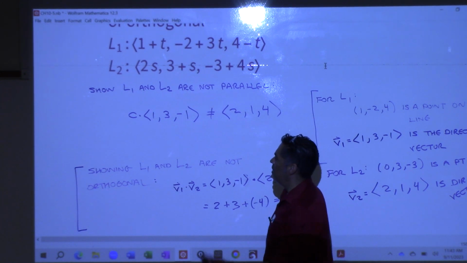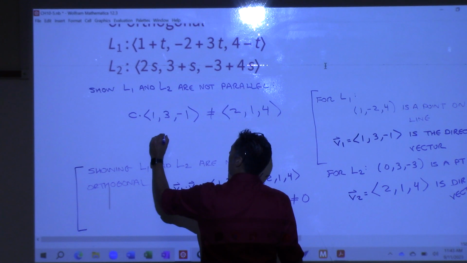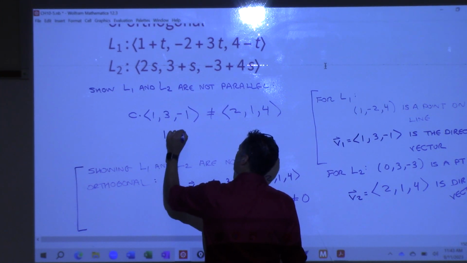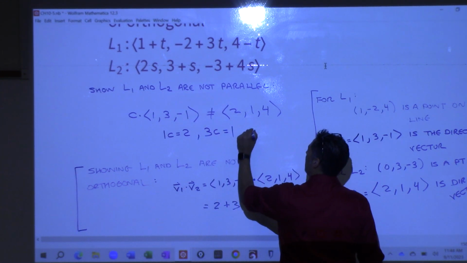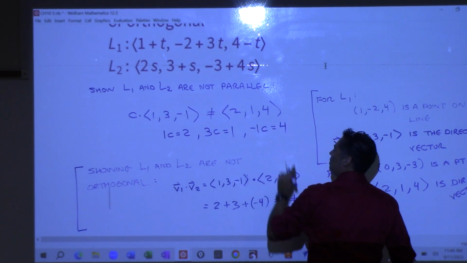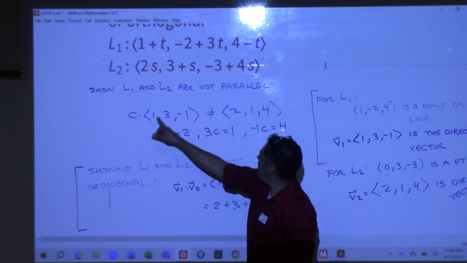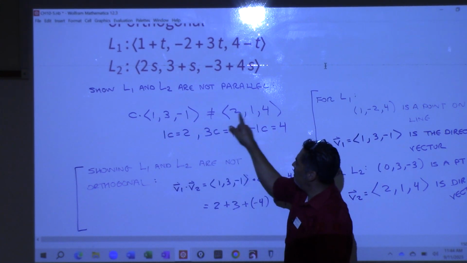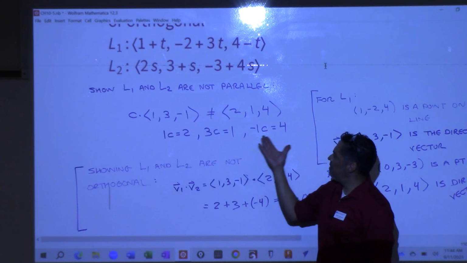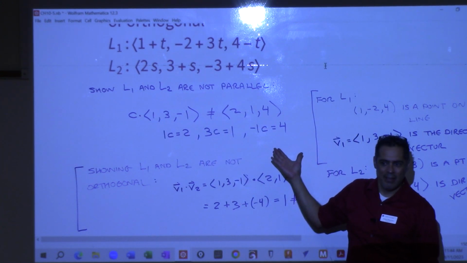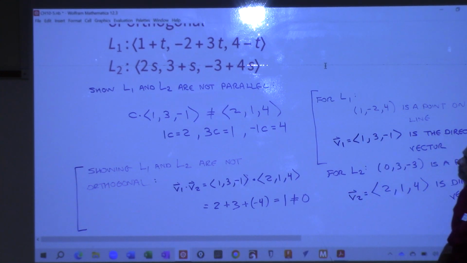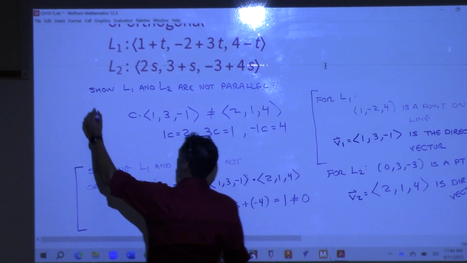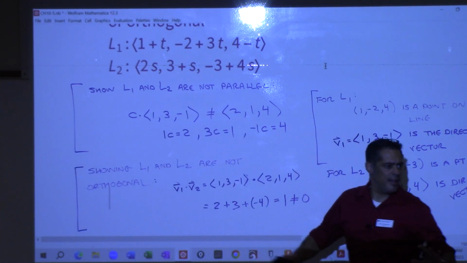There's no way to do it because you would have to have what? You would have to have 1 times C be 2, but at the same time you need 3 times C to be 1, and then you'd also need negative 1 times C to be 4. Do you see what I'm saying? You need this times that to be that, this times that to be that, this times that to be that, but that means C is going to take on 3 different values, right? No, it's not happening, right? All right, so we've shown that they're not orthogonal, shown that they're not parallel. You all happy with that or understand that? Any questions on that?